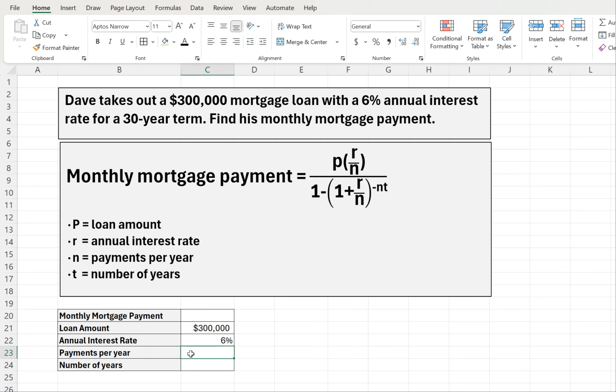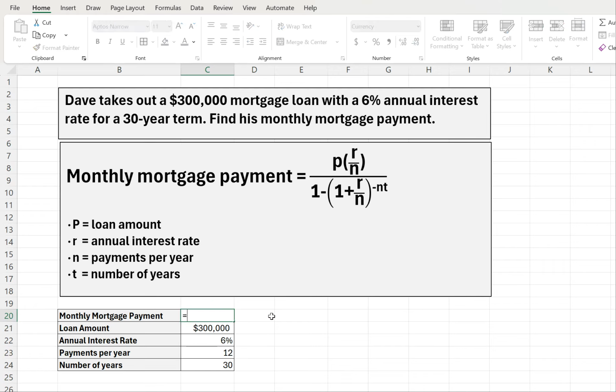The number of payments per year. Now, typically, you make a mortgage payment once per month. In other words, 12 times per year. So for the payments per year, we'll type 12. Then for the number of years, we're told that this is a 30-year term loan, so we'll type 30 years for that.